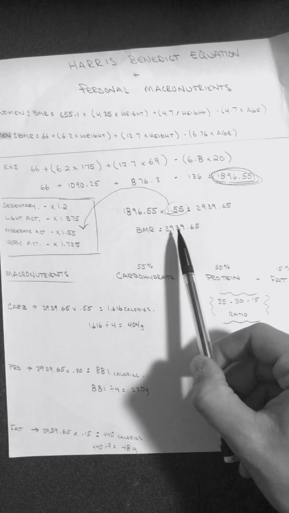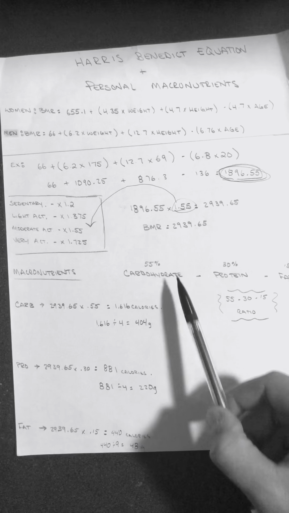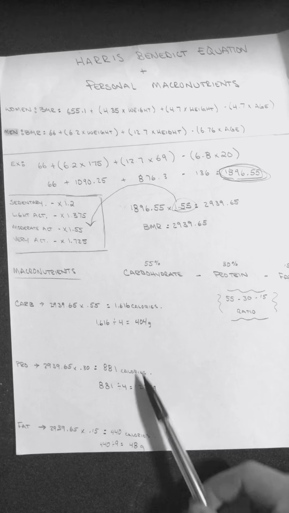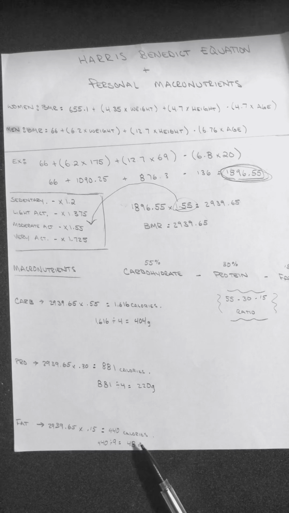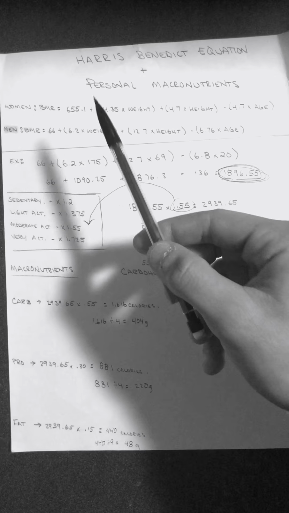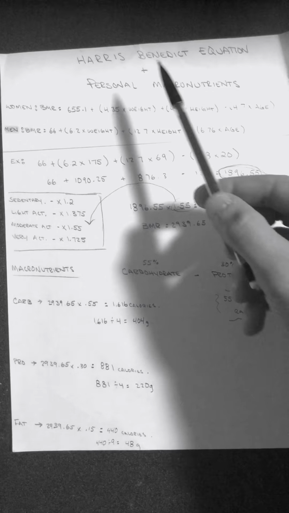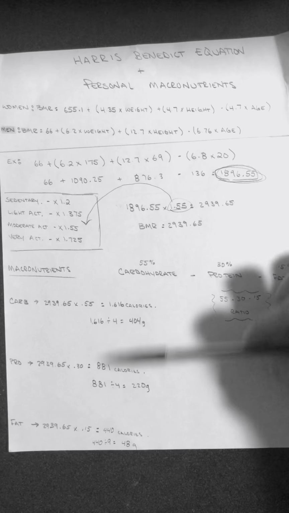So on an average day, I would need 2,939 calories, or 2,940 calories a day. With those calories broken down into my macronutrients, I would need 404 grams of carbs, 220 grams of protein, and 48 grams of fat. Right there, I just showed you how to calculate your energy expenditure using the Harris-Benedict equation. And I taught you how to calculate your macronutrients if you're trying to stay on track.